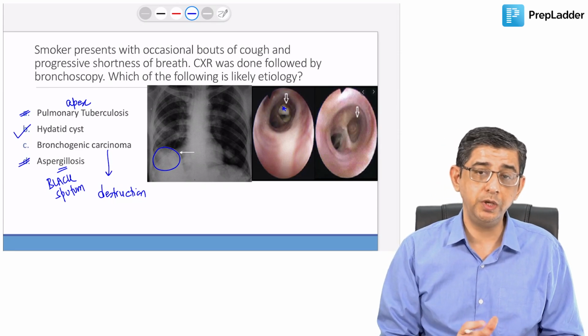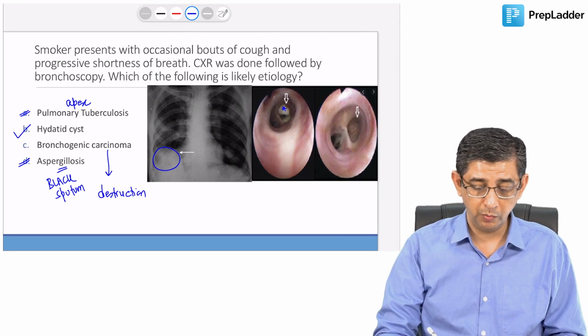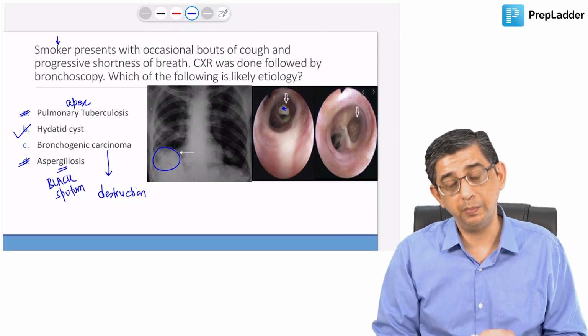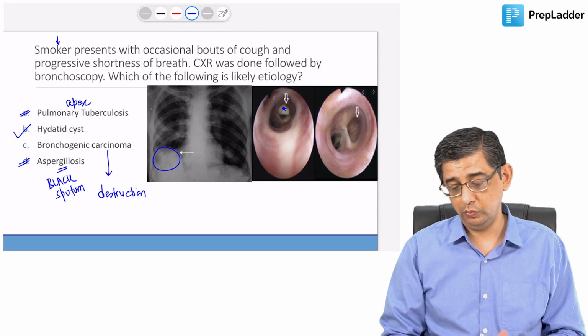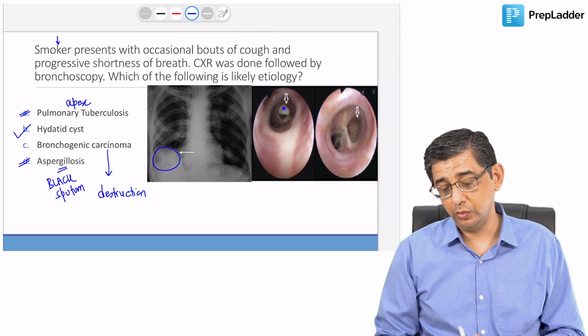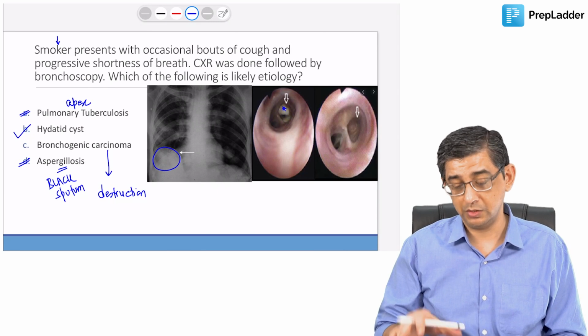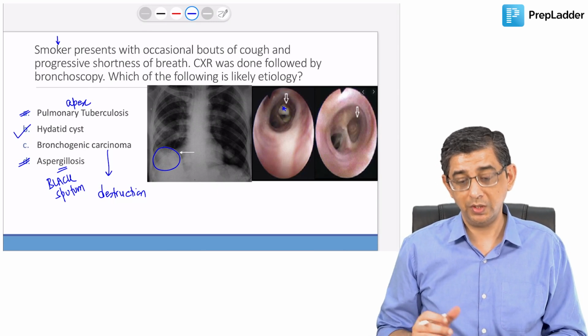So two options can easily be ruled out, that is A and D. You have to select between B versus C, considering that it was a smoker given. A lot of guys thought, sir, why can't it be cancer? But as I highlighted before, one, a circumscribed shadow, and secondly, you can see a white lesion growing into the bronchus, narrowing the airways. So we need to consider hydatid cyst.